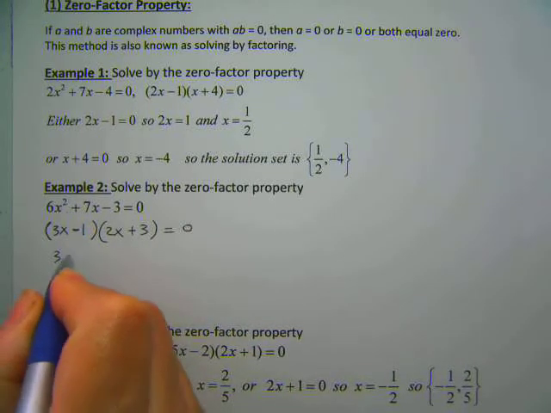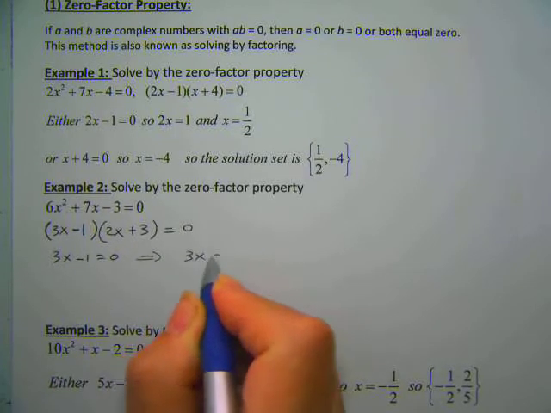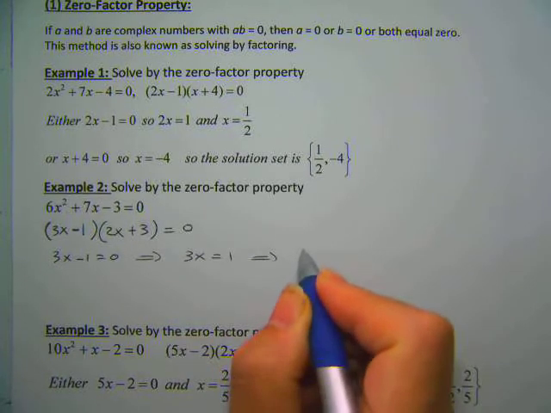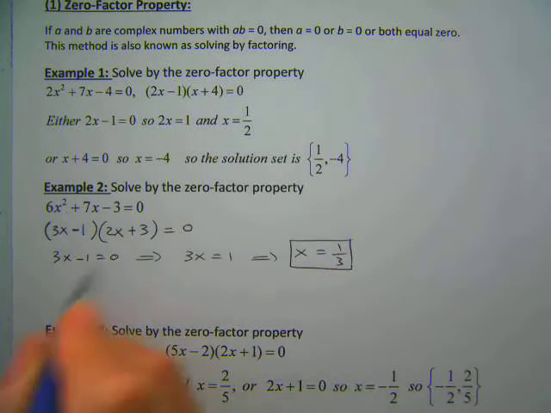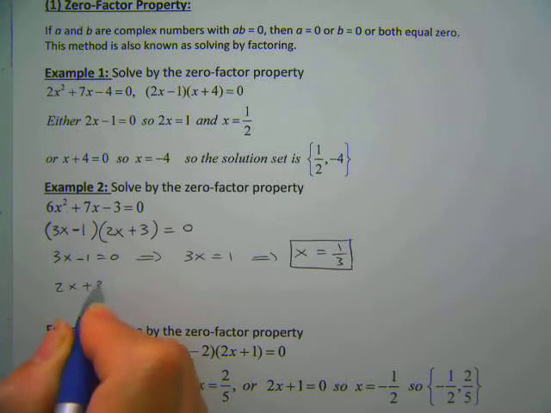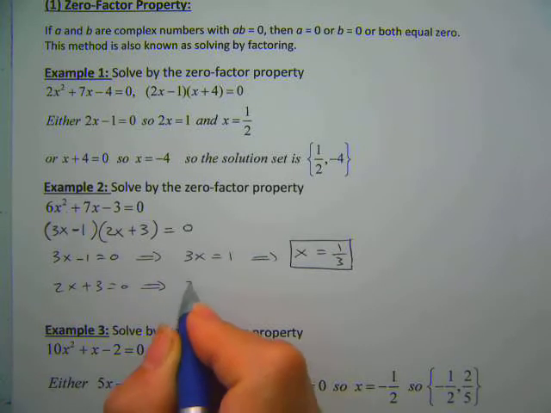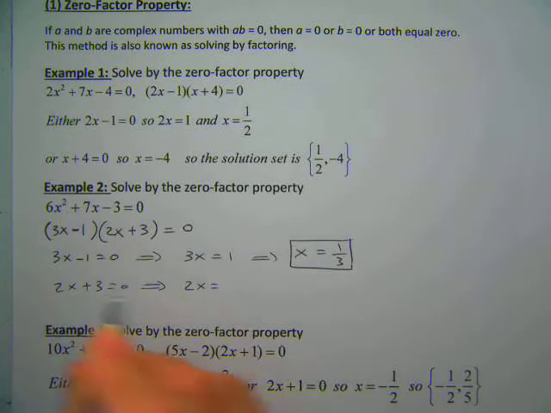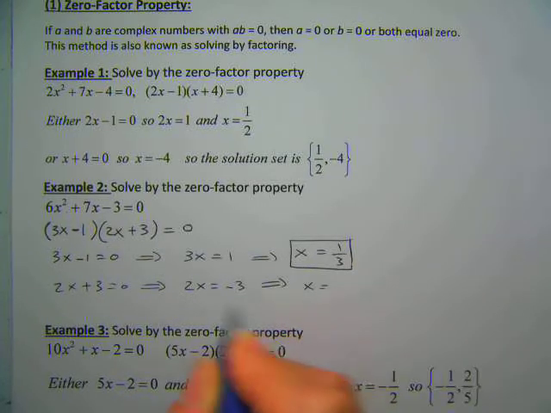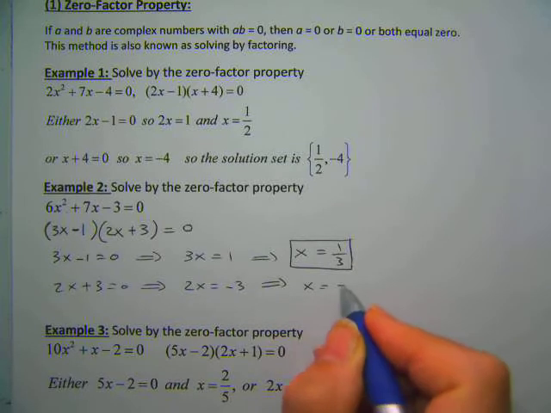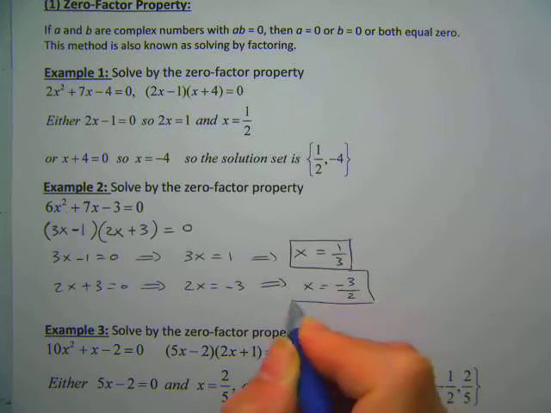So it's either 3x minus 1 is equal to 0, and that gives me that 3x equal 1. Dividing by 3, it gives me that x is 1/3, so that's one solution. The other one is that 2x plus 3 equal to 0. Subtracting 3 from both sides will give me that 2x equal to -3. Dividing by 2, we get -3 over 2. So these are the two solutions.